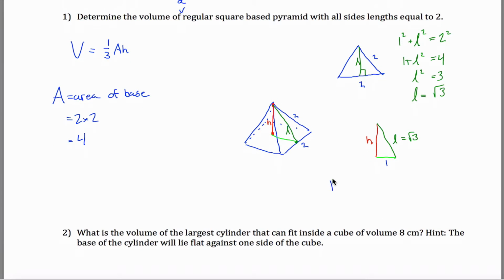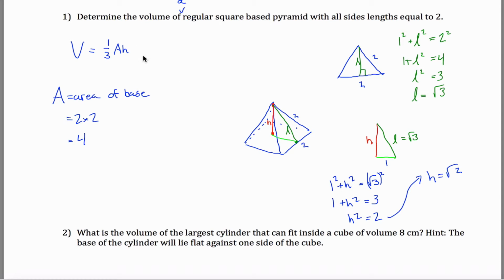I've got 1 squared plus H squared is equal to the square root of 3 squared. So 1 plus H squared is equal to 3. H squared equals 2. I think I said this was 1.4. That's a lie. This is 1.7 something. This is 1.4. H is equal to the square root of 2.